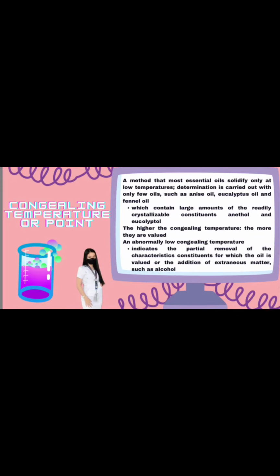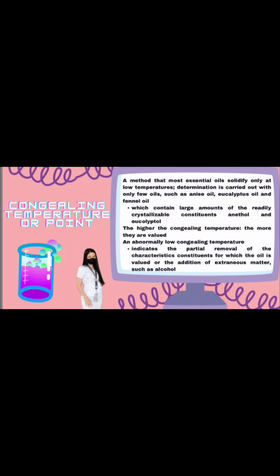Next is congealing temperature or point. The congealing temperature or point of a volatile oil is determined by the method described under congealing temperature in the USP. Most essential oils solidify only at low temperatures. Consequently, in practice, this determination is carried out with only a few oils, such as anise oil, eucalyptus oil, and fennel oil, which contain large amounts of the readily crystallizable constituents anethole and eucalyptol. The higher the congealing temperature of these oils, the more they are valued.